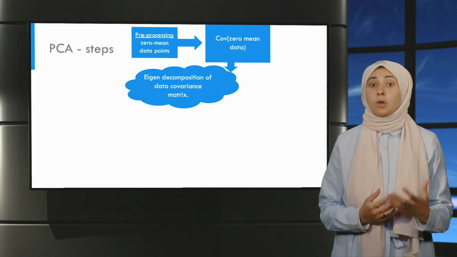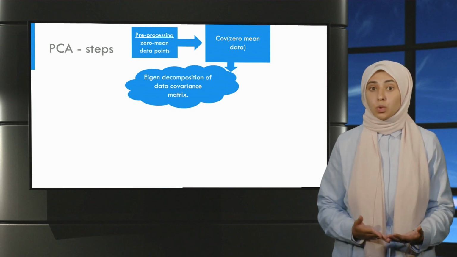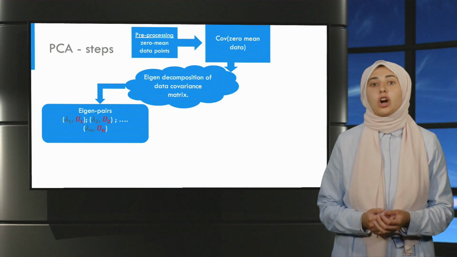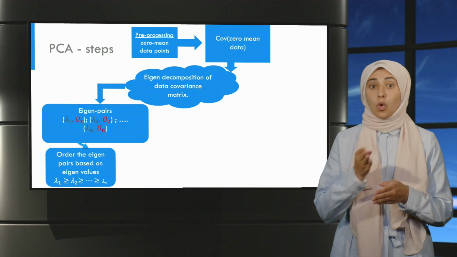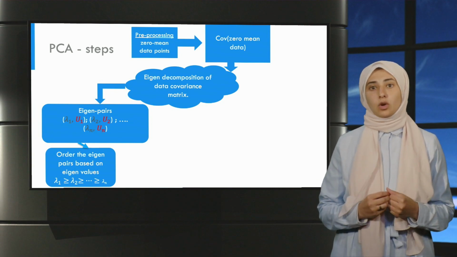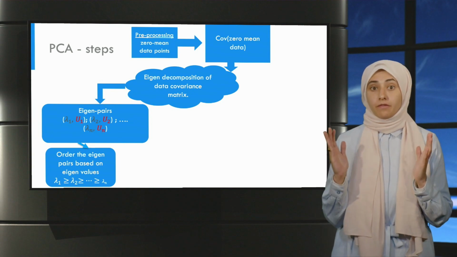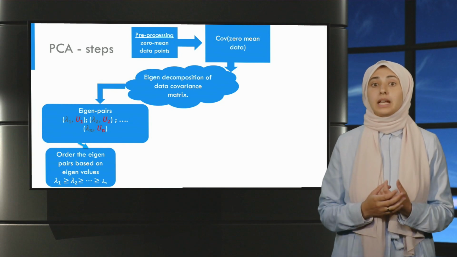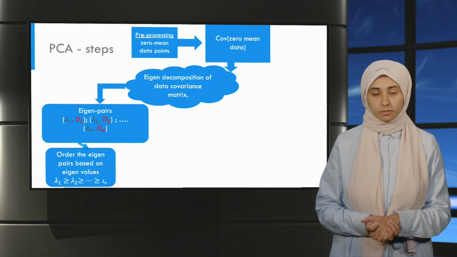The PCA applies eigenvalue decomposition on the data covariance matrix to get the eigenpairs of the covariance matrix, which are the principal components of the data. The eigenpairs are then ordered so that the eigenvalues are in descending order. Now, U1 is the direction that contains the maximum variance, lambda 1, of the data. U2 will contain the second most variance, lambda 2, in the data, and so on.